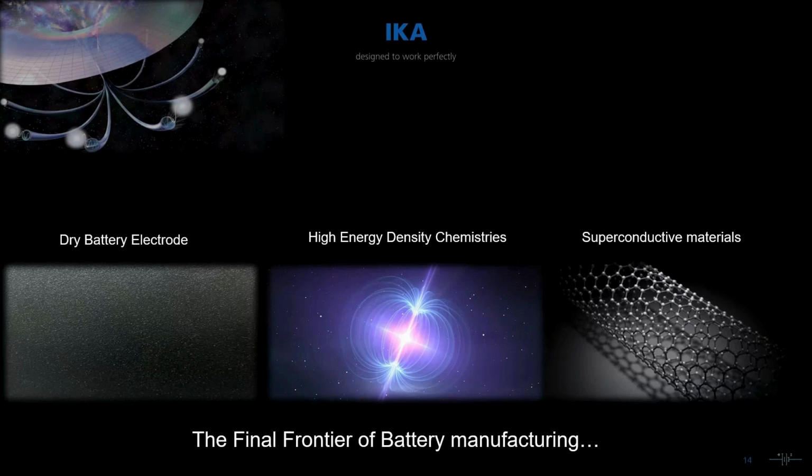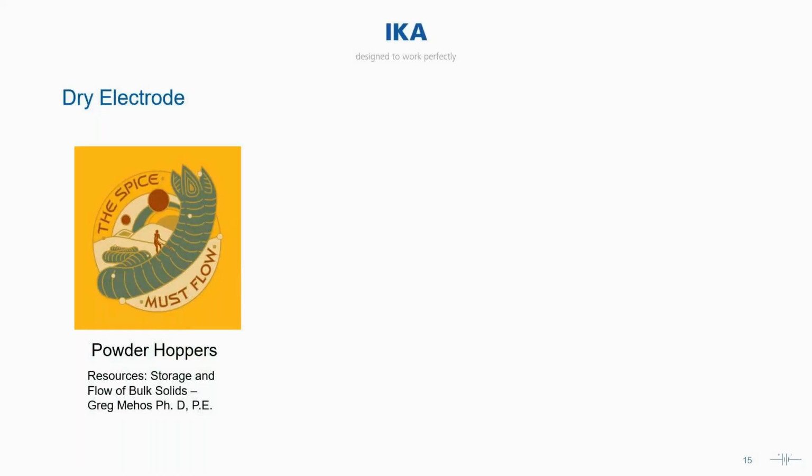Yes, we have our superconductive materials. So let's talk about each of these new technologies, some of the challenges associated with them, and some resources to go ahead and solve some of these challenges. So the first thing we'll talk about is dry electrode. It's a relatively new process when we compare it to our wet slurries. And of course, one of the main challenges here is that your material is dry. And as we all know, dry materials do not flow in the same way that we would expect a liquid to flow.